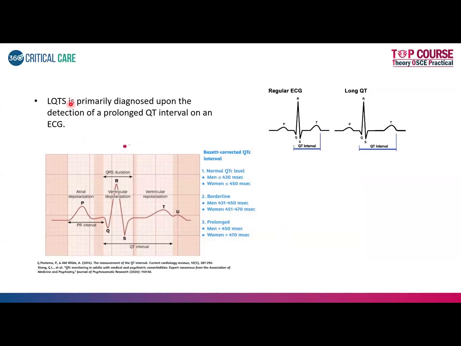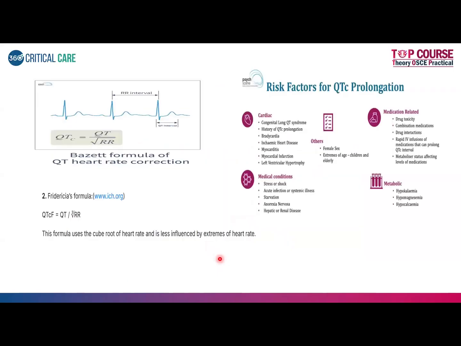It is primarily diagnosed on the 12 lead ECG. Okay. And see for the normal QT interval, which starts with the beginning of the Q wave to the end of the T wave. So this is your QT interval. And a prolonged QT is said in case of more than 450 milliseconds in men and more than 470 in women.